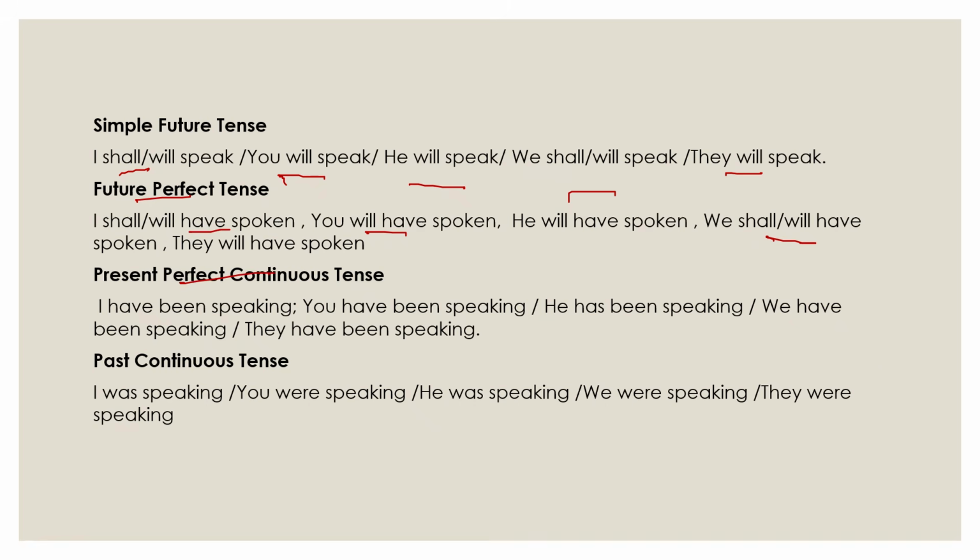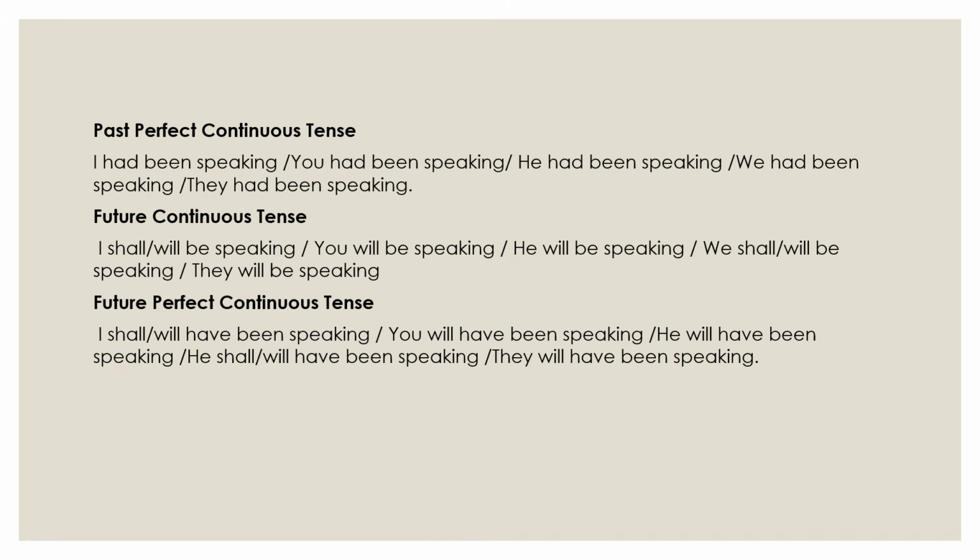Present perfect continuous. Present perfect. So have plus been. I have been, you have been, he has been, we have been, and they have been. Okay? So some act which has been performed at the time of speaking, which has started before the time of speaking. Okay? Past continuous. I was speaking, you were speaking, he was speaking, we were speaking, and they were speaking. Okay? Yeah, let's just move on to the next slide.